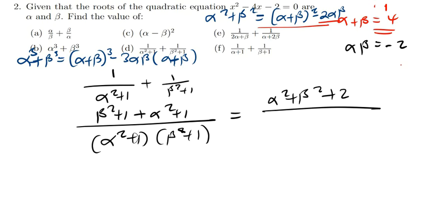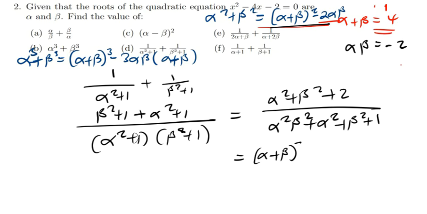The denominator, I can't work out the way it is, so I have to expand it. Alpha squared times beta squared is alpha squared beta squared. Alpha squared times 1 is alpha squared, then 1 times beta squared is beta squared. 1 times 1 is 1. Remember, where there is alpha squared plus beta squared, I'm going to replace that with this. So it will be replaced by alpha plus beta raised to the power 2 minus 2 alpha beta plus 2.